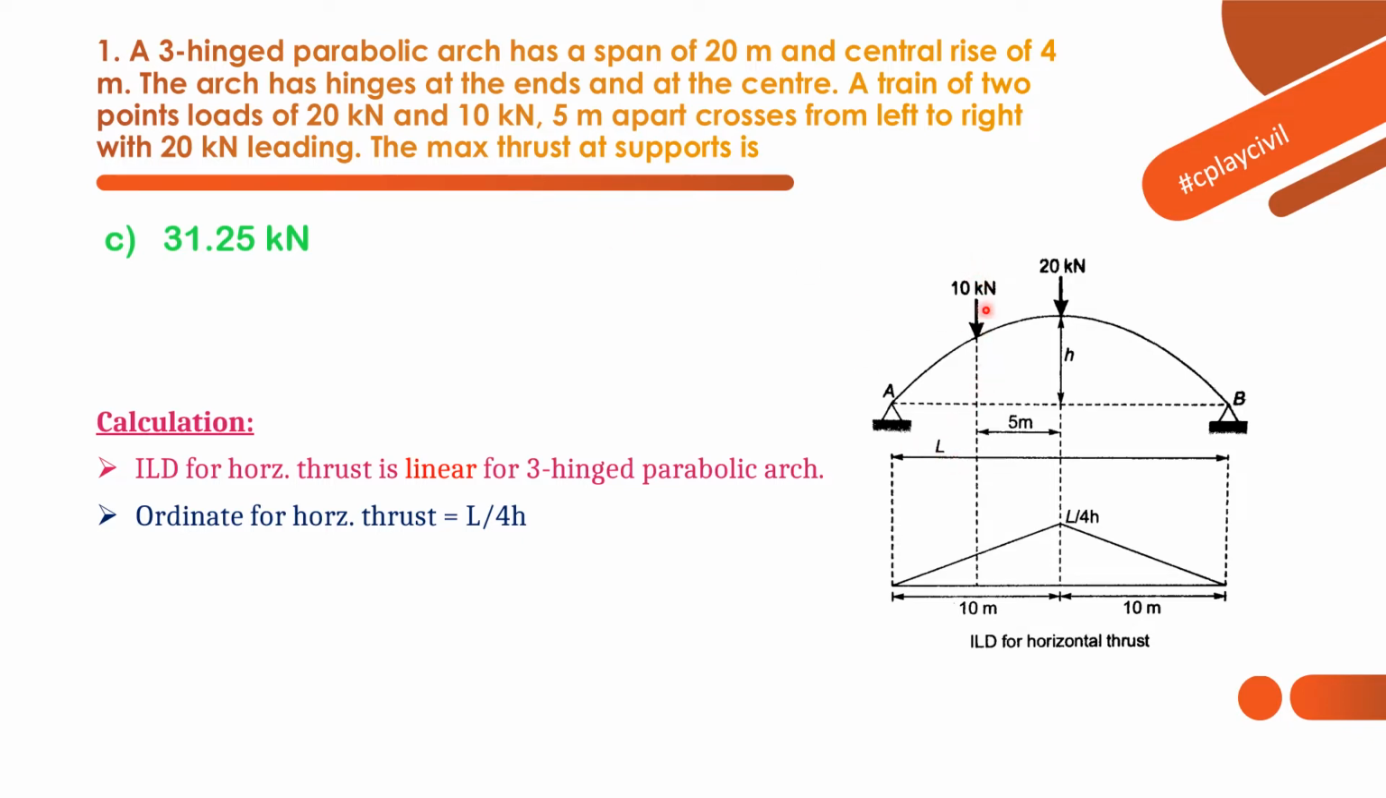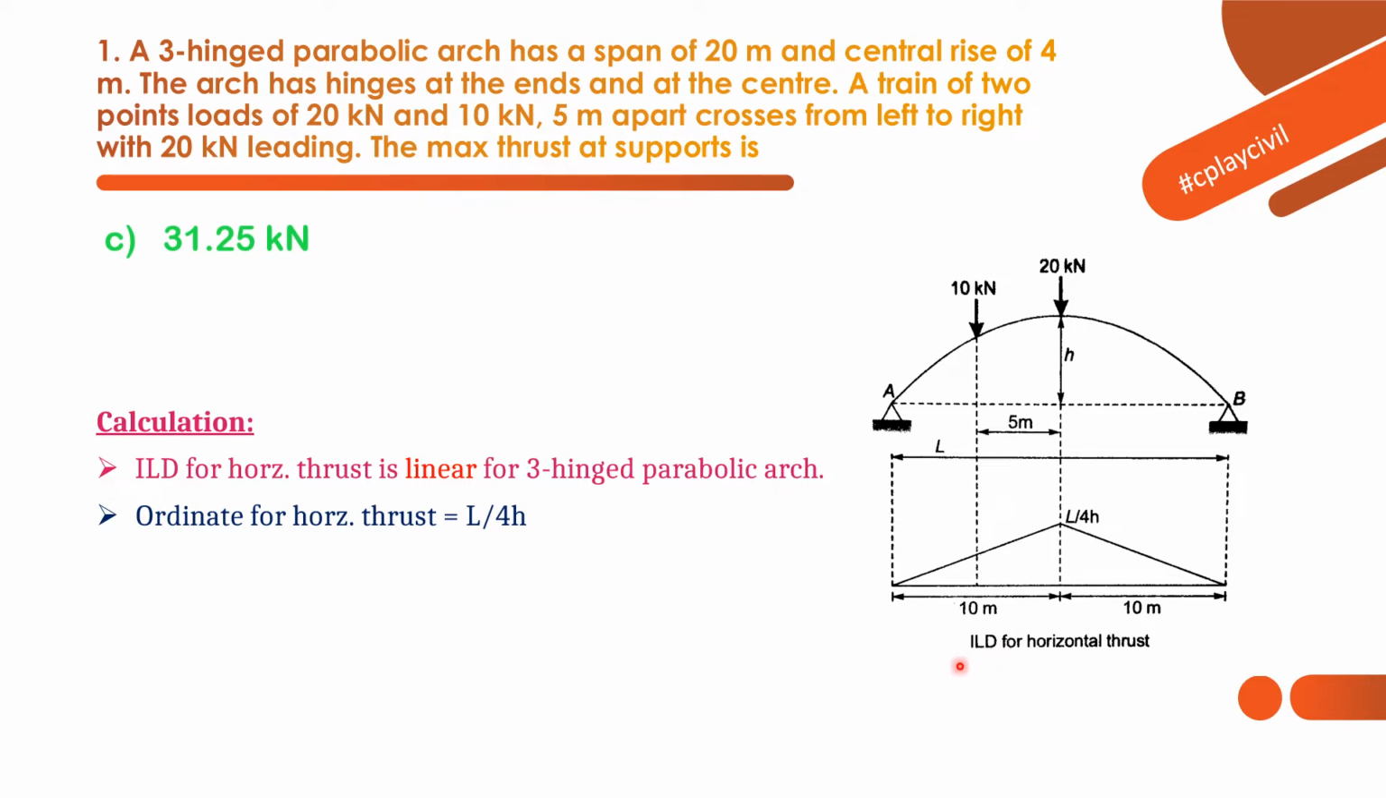They have given the train of loads as 10 kN and 20 kN, and the 20 kN load is leading, that is, this is the first load. So when it is moving from left to right, when the 20 kN load is at the crown position, that will produce the maximum thrust. How? We can draw the ILD for horizontal thrust. The ILD for horizontal thrust is linear for a three-hinged parabolic arch. So this is the concept behind this question.